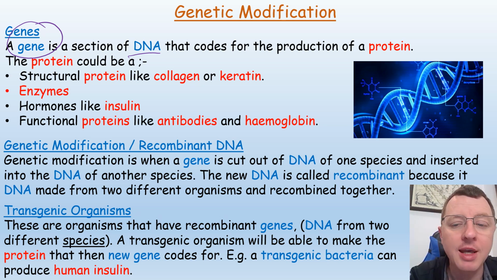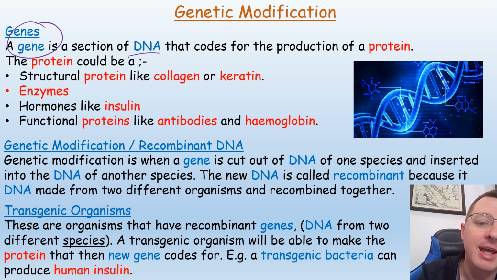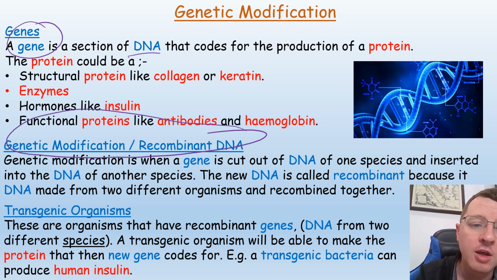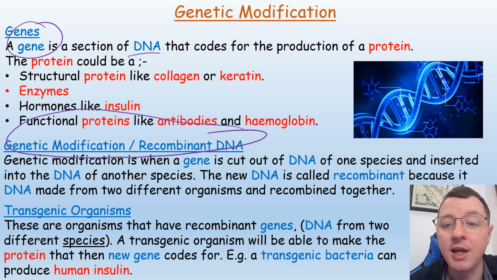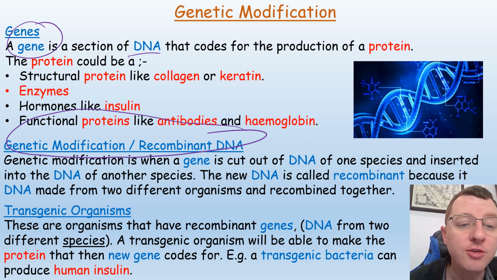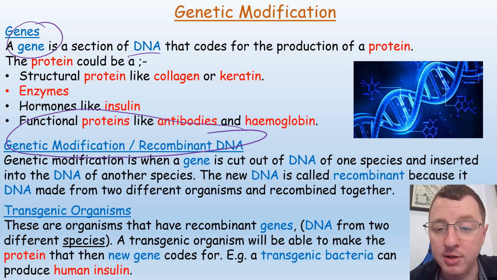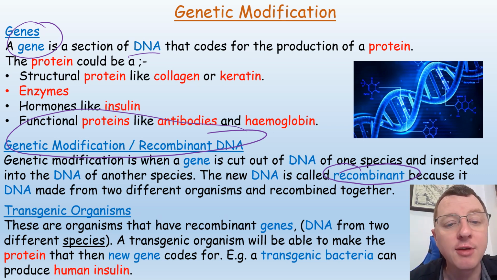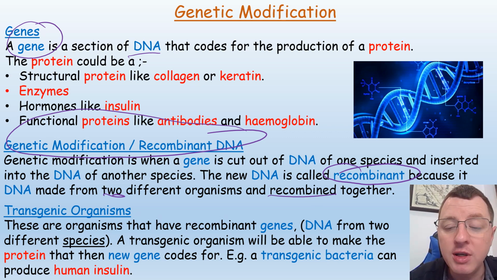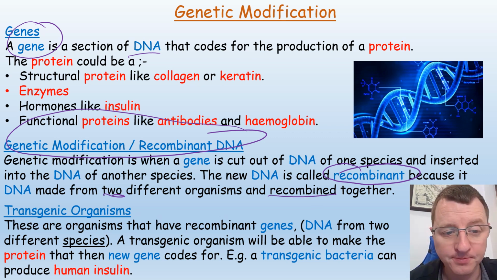So if we're going to make a transgenic organism, we need to understand what genetic modification and recombinant DNA is. Genetic modification is when a gene is cut out of the DNA of one species and inserted into the DNA of another species. The new DNA is called recombinant because it's DNA made from two different organisms that have been cut and recombined together.